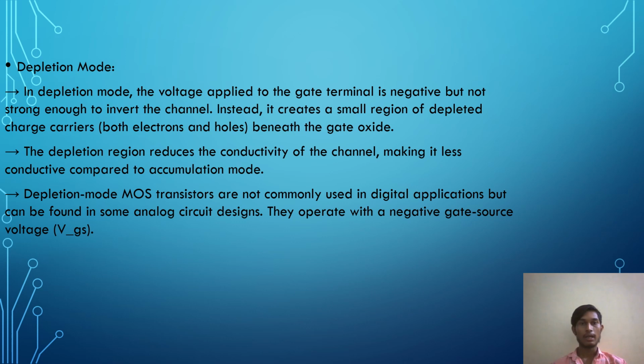In depletion mode, the voltage applied to the gate terminal is negative, but not strong enough to invert the channel. Instead, it creates a small region of depleted charge carriers beneath the gate oxide. The depletion region reduces the conductivity of the channel, making it less conductive compared to the accumulation mode. Depletion mode MOS transistors are not commonly used in digital applications but can be found in some analog circuit designs. They operate with a negative gate source voltage.